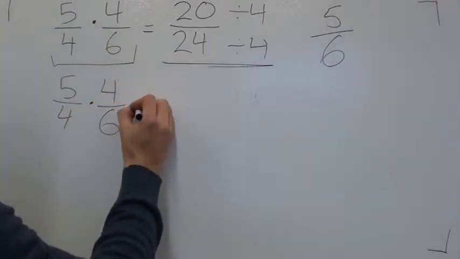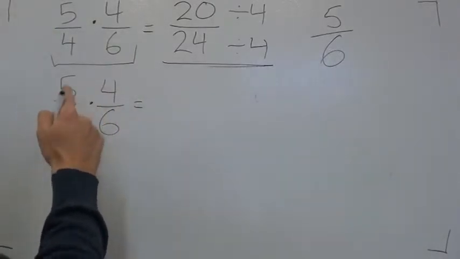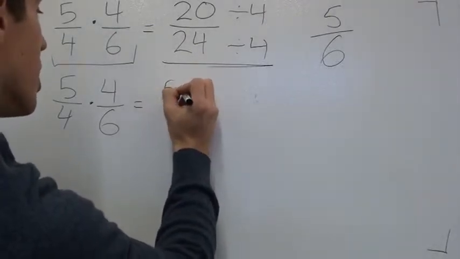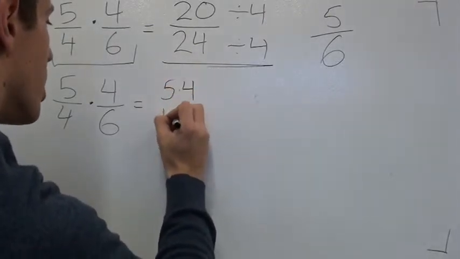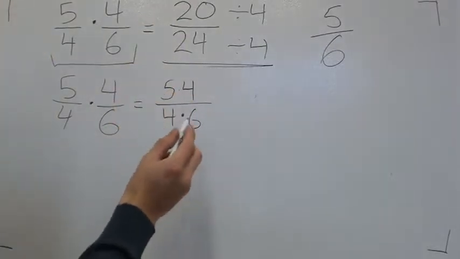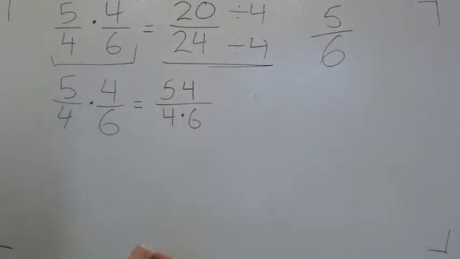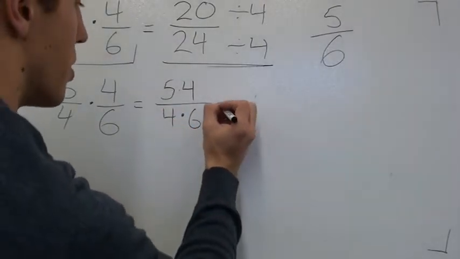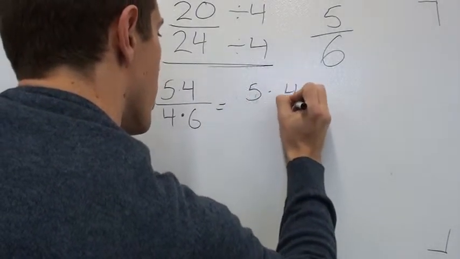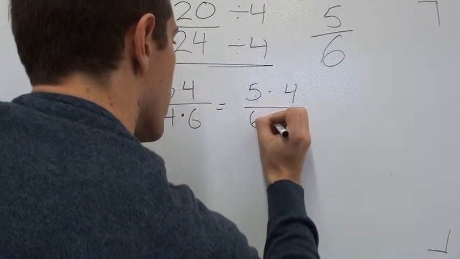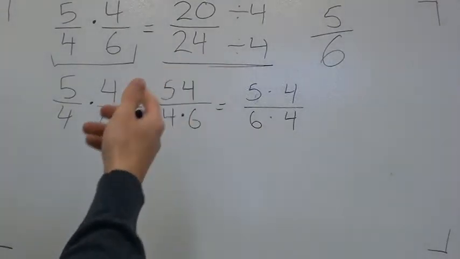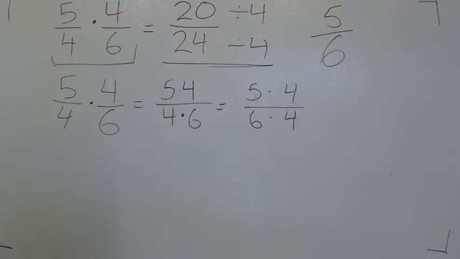Now, even though we know that 5 times 4 is 20 and 4 times 6 is 24, I'm actually going to write them as just 5 times 4 and 4 times 6. It's the same thing. But what we're going to do here is change the order of, we'll say the bottom. It doesn't matter. Alright, on the top you have 5 times 4, on the bottom you have 6 times 4.